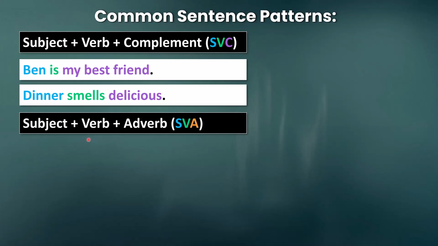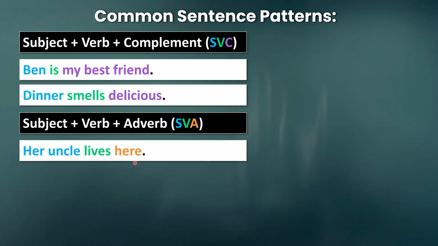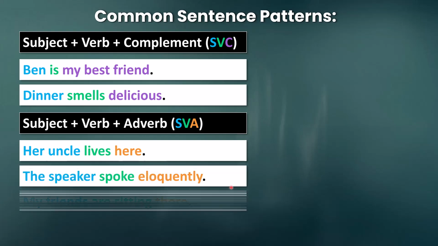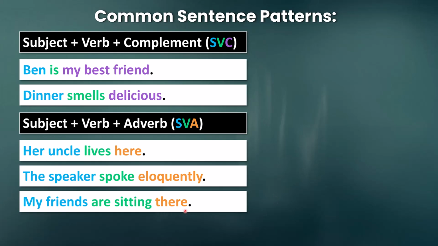We also have subject plus verb plus adverb or adverbial. For example, her uncle lives here. The speaker spoke eloquently. My friends are sitting there. So the adverbial tells us where, when, or how the action happens. So where does the uncle live? He lives here. How did the speaker speak? She spoke eloquently. So these are four of the most common sentence patterns.